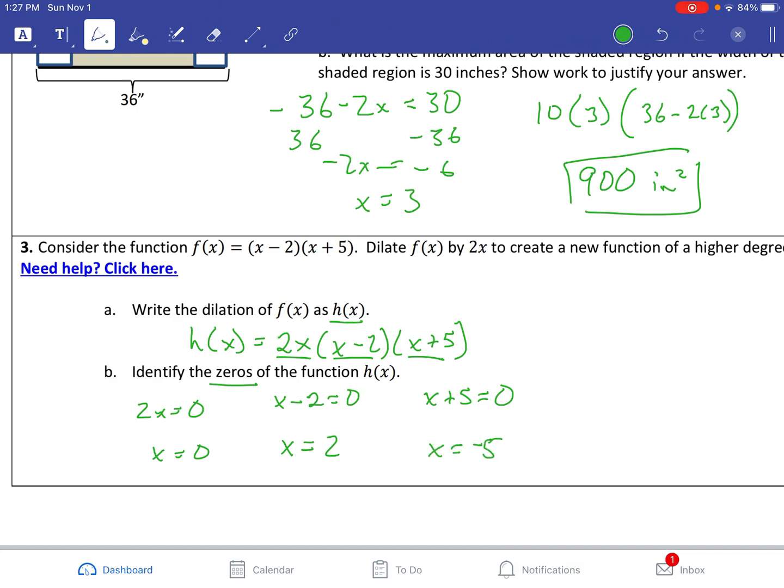All right, it doesn't say coordinates, so I'm going to leave this as the answers. You don't have to put them as points. This is good enough for me, right? That's it.